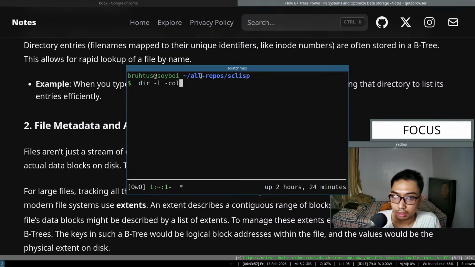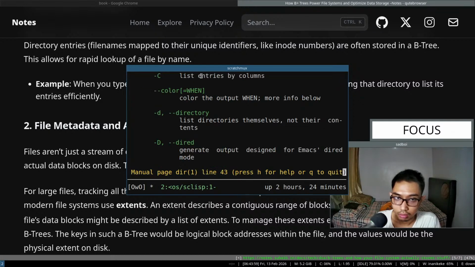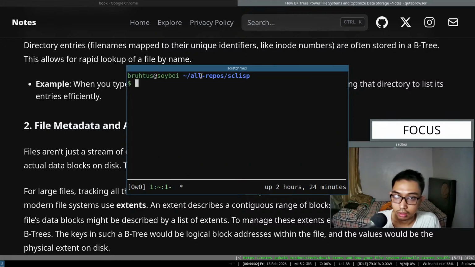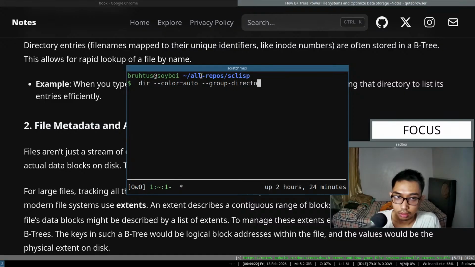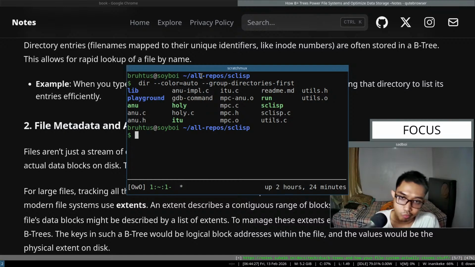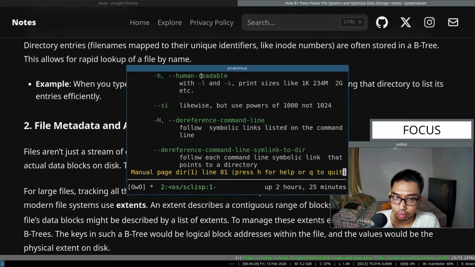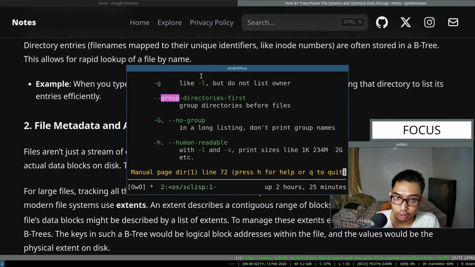I think, wait, I kind of forgot. Oh, color, okay. What is it called? Dir color auto. Group directories first. Directories first. Yeah, what is the difference between dir and ls?